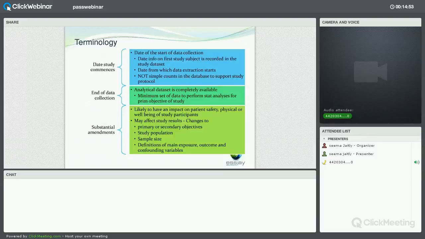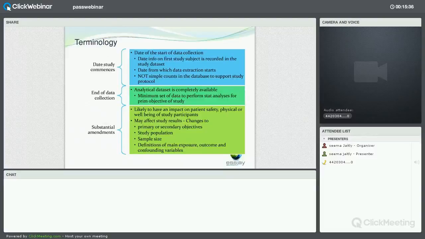So I did want to touch a little bit on terminology. So within Module 8, we have definitions for dates your study commences, end of data collection, substantial amendments, and these are all important as they drive what needs to be submitted to the health authority at what time. So the start of data collection is when information on your first study subject is recorded in the study data set. And it doesn't include simple counts in a database to support study protocols. So maybe you're just doing some simple count to work out exactly whether you can use a certain database or not. That's not a data start of the study.